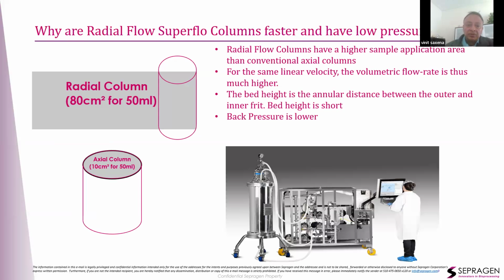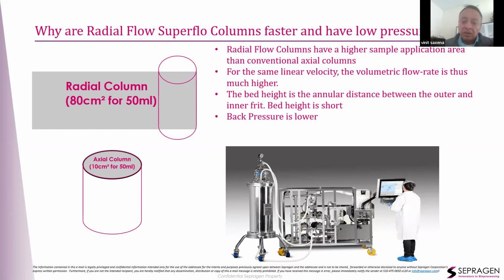Now, in radial columns, of course, the area is 2 pi r h rather than pi r squared. So the areas are much bigger, and for the same linear velocity, the volumetric flow rate is much higher. And because the bed heights are very small, the back pressures are much lower. So we have operational columns going to 300 odd liters, 350 liters, and we are looking at 400 and 500 liters for certain high-value dairy applications for infant formula.